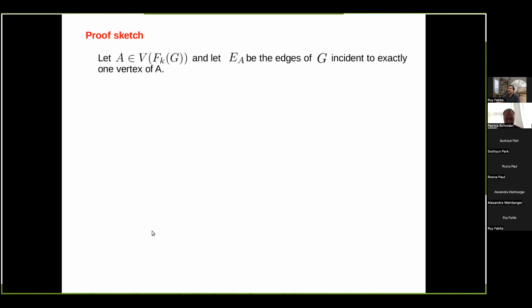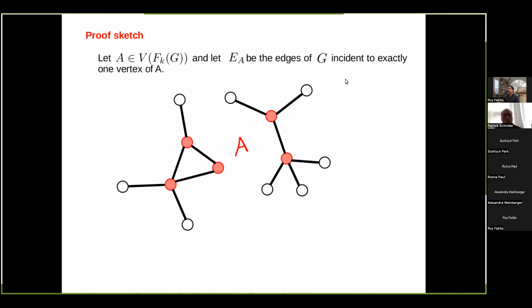Now, what else? Consider a vertex of the token graph, okay, and consider its neighbors or its incident edges to this token configuration in G. By that, I mean the edges that have exactly one endpoint in a vertex of A. So what I painted in red here is my token configuration. And what I painted in blue is these edges that I call E of A that have exactly one endpoint in one of the vertices of A.